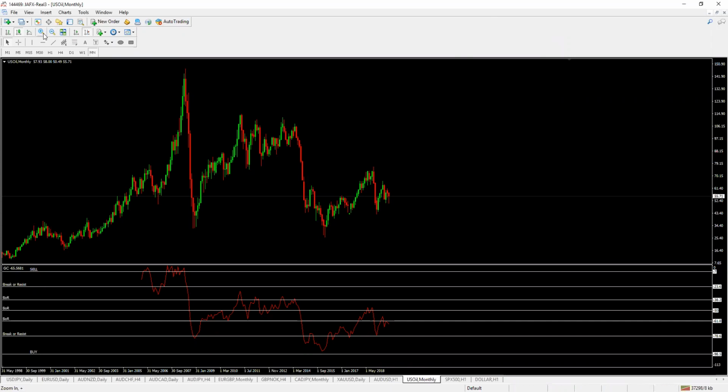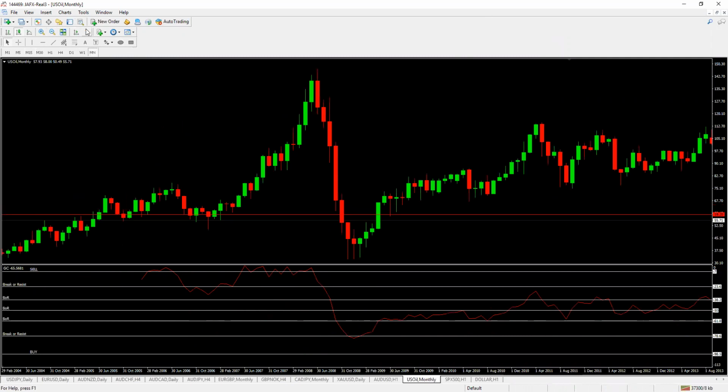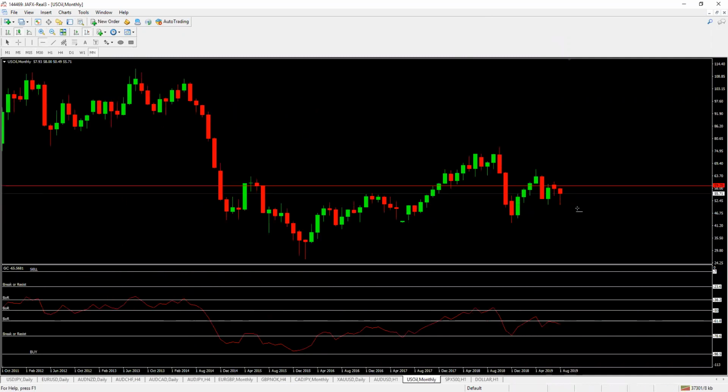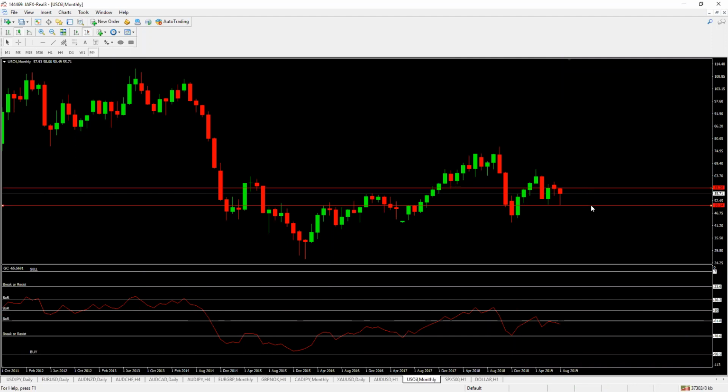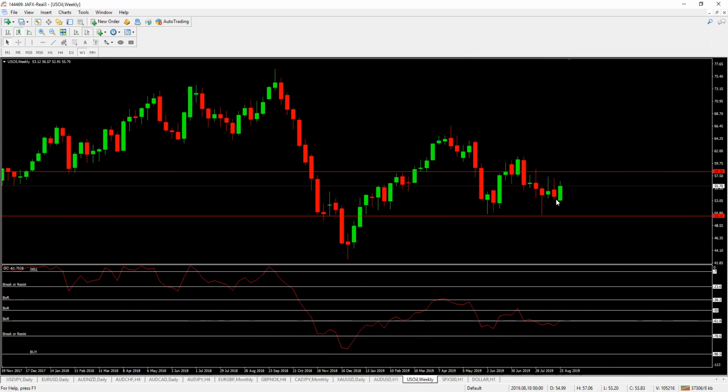Well, you know me, I like my monthly. I'm going to stay on the monthly, figure out what levels, these support and resistance levels. Let's find out. Let's go down to the weekly. On support, we have a turnaround. Actually, we have support here, we have support here.